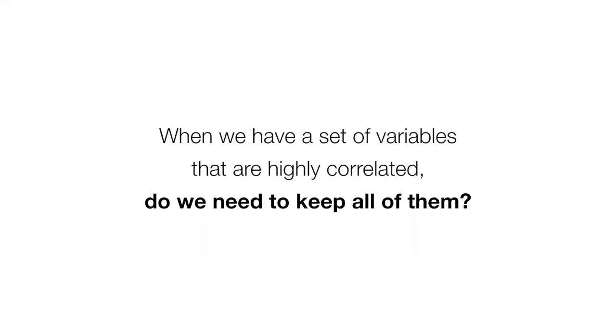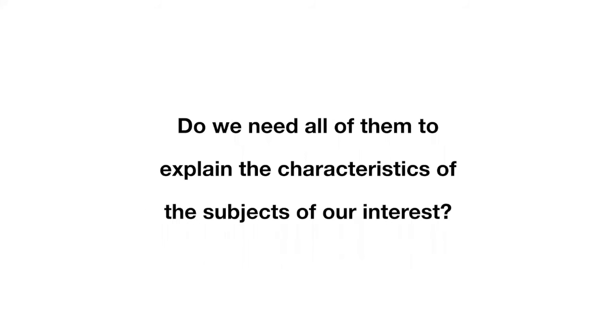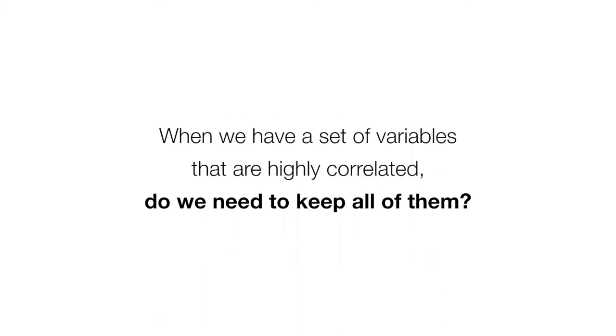When we have a set of variables that are highly correlated, do we need to keep all of them? Let's say we have job level and monthly income. Do we always have to think about both of them? Especially when we build a statistical learning, machine learning, or prediction model, do we need to have both of them together?